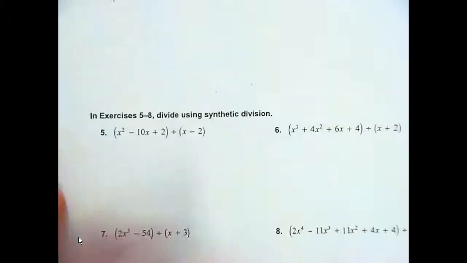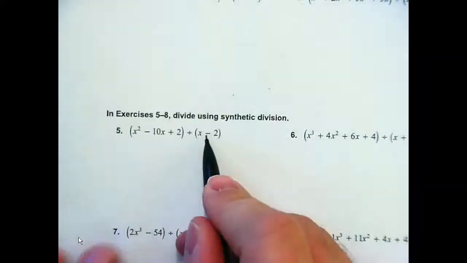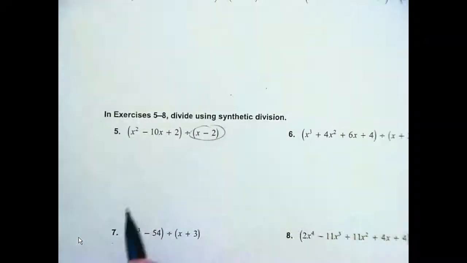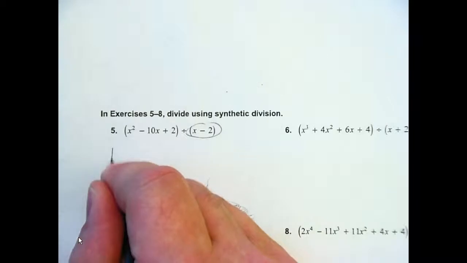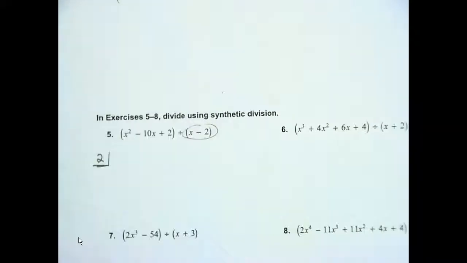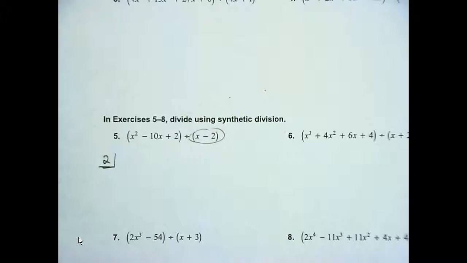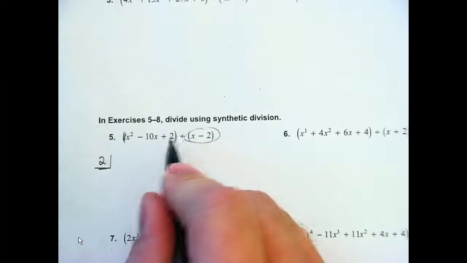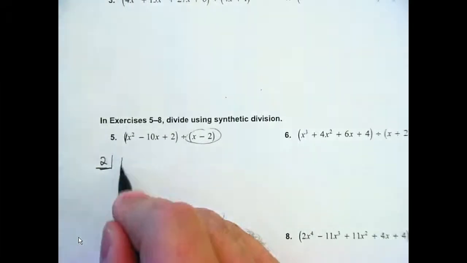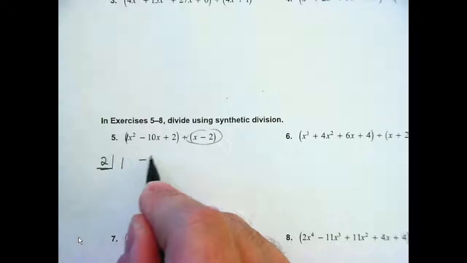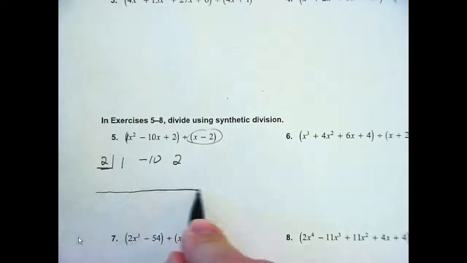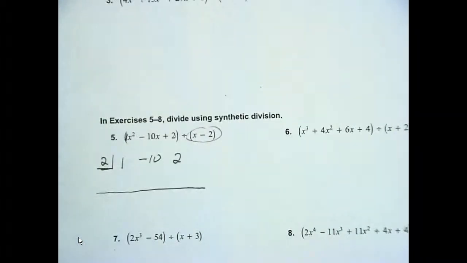So here's the way synthetic division works. You take this, and you're saying, what makes this 0? The answer is 2. So you're going to put this little 2 right here. Stay with me. And we're going to take all the coefficients of what we're dividing. So we're going to take a 1, a negative 10, and a 2. We're going to skip a line, leave ourselves some space, and draw a line there. You'll like this. It's easier than long division.